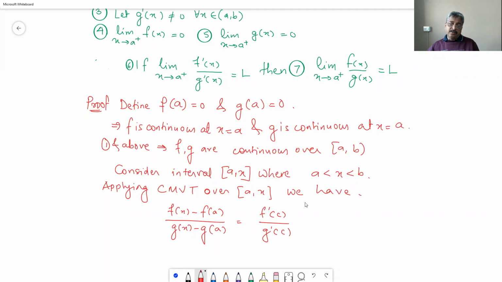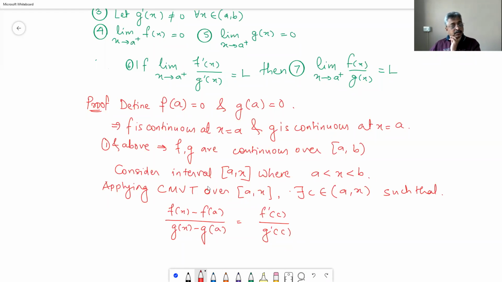Applying CMVT over a comma x, we get there exists c belonging to open interval a comma x such that f of x minus f of a upon g of x minus g of a is equal to f dash of c upon g dash of c. This is what is your statement of CMVT.